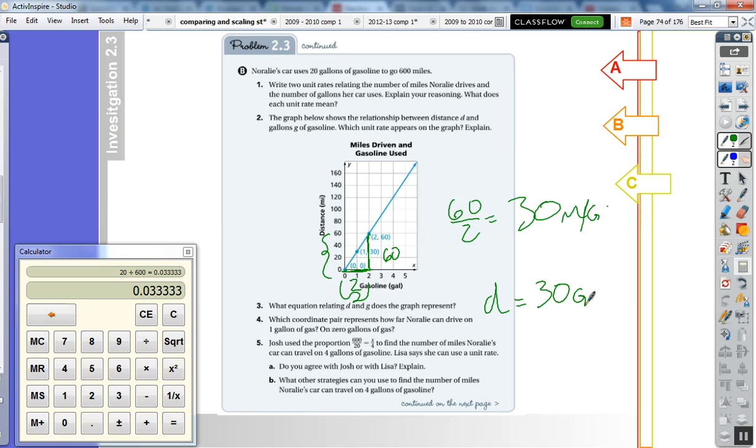Which coordinate pair represents how far this girl can drive on 1 gallon of gas? On 0 gallons of gas? I'm going to use red here. For 1 gallon of gas, if I go to 1, go up right here. For 0 gallons of gas, let's use yellow. We get 0, 0, because if I don't use any gas, I didn't go anywhere in a car, because I'm probably not pushing a car to Grandma's house.